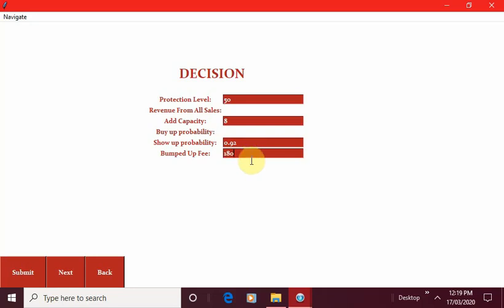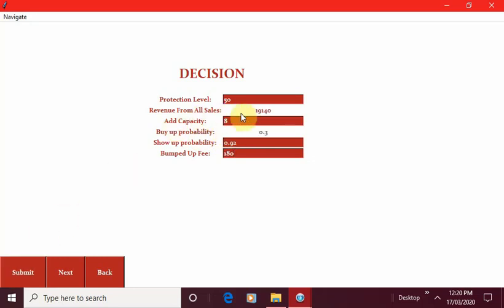Based on this, when we click the submit button, revenue from all the sales will be generated, the expected revenue, and buyer probability. The buyer probability is for the low fare passengers who did not get the seat for the low fares and are willing to pay for the high fare. The probability of each passenger who has been shut out, who did not get the ticket, would be this particular probability. So let's submit.